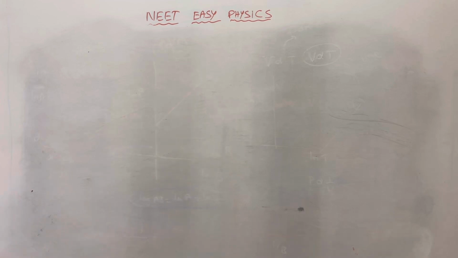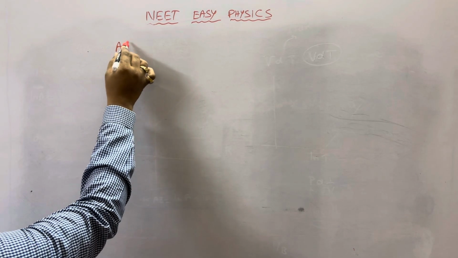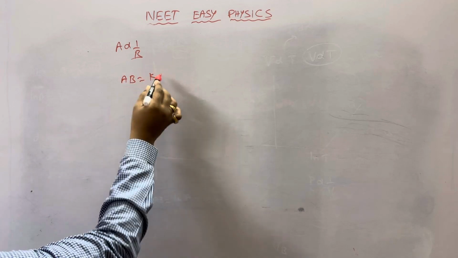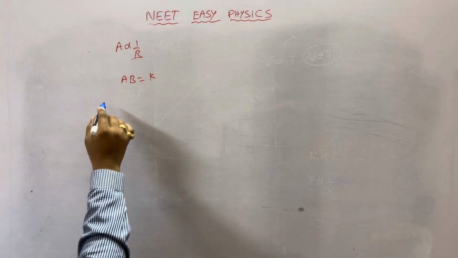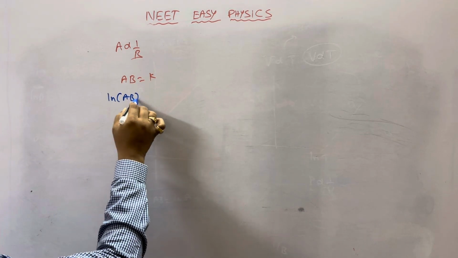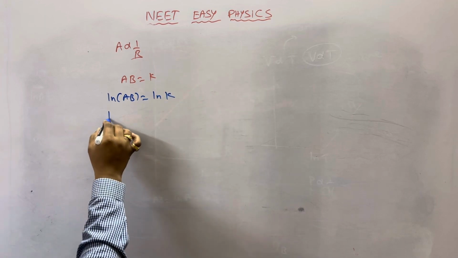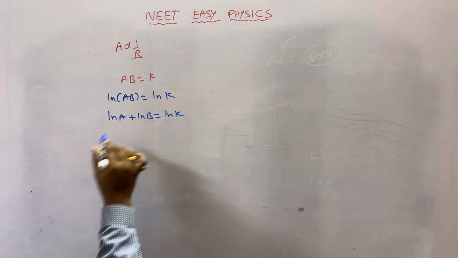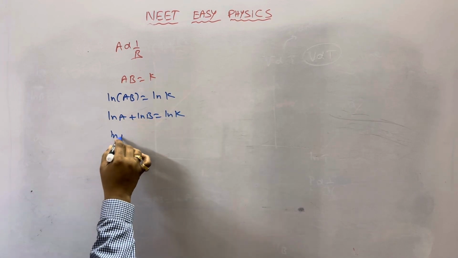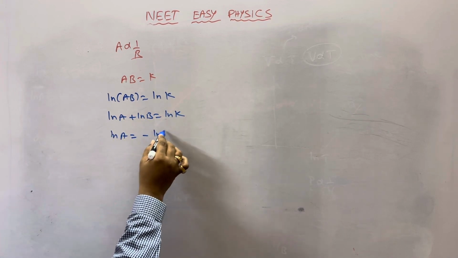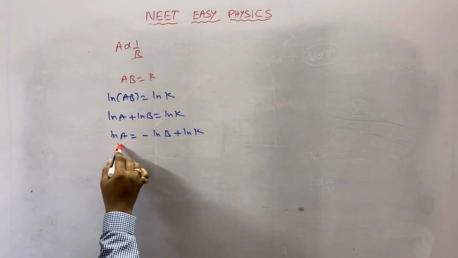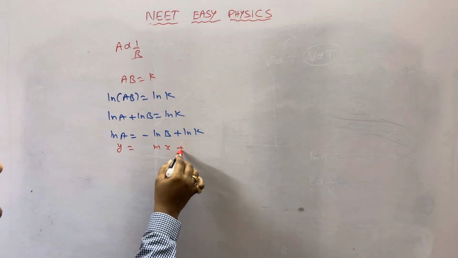Next we will see inversely proportional. A is inversely proportional to B, then AB is going to be some constant. Again apply logarithm. So log AB is equal to log constant. By the log AB formula, log A plus log B equals log of another constant. So log A is equal to minus log B plus log constant. Now you can observe, y is equal to mx plus c.